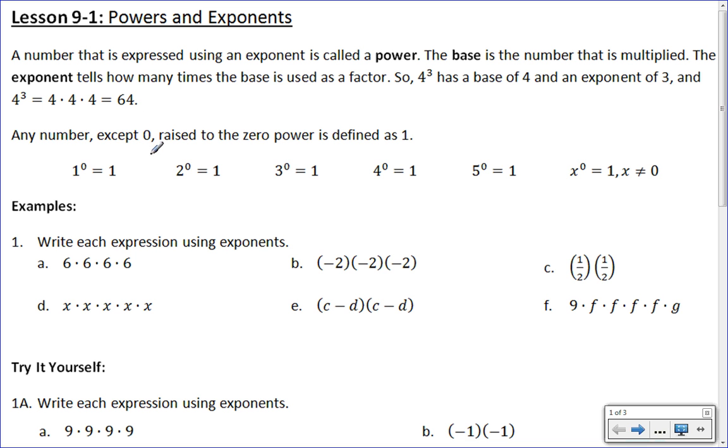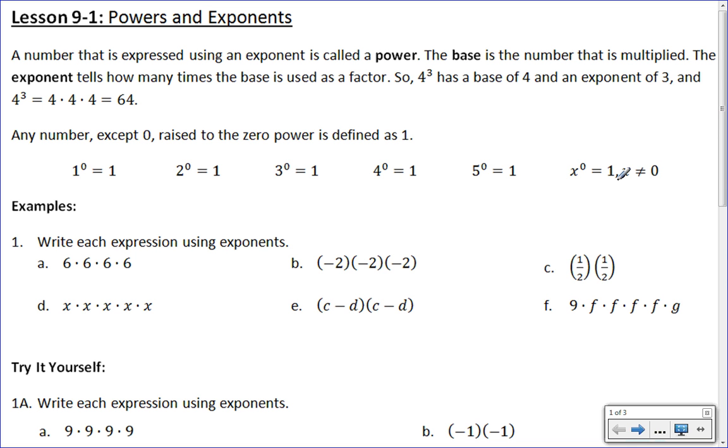Any number except 0 raised to the 0 power is defined as 1. No matter what the number is, if it's raised to the 0 power, it is always going to be 1, as long as it's not 0. So 1 to the 0 is 1, 2 to the 0, 3 to the 0, 4 to the 0, 5 to the 0. Any number to the 0 power, as long as it's not 0, is equal to 1.